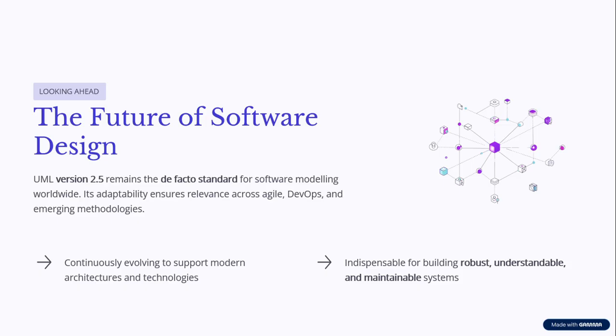The future of software design: UML version 2.5 remains the de facto standard for software modeling worldwide. Its adaptability ensures relevance across agile, DevOps, and emerging methodologies.